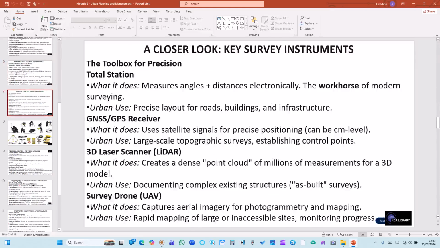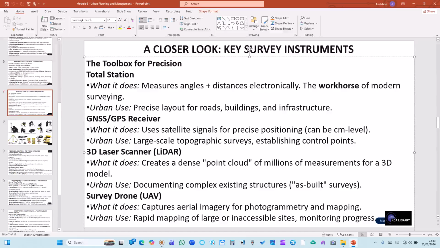Now let us take a closer look at the key survey instruments. That's the toolbox for precision. Number one is the total station. What it does is measure angles and distances electronically. It is the workhorse of modern surveying. Its urban use is precise layout for roads, buildings, and infrastructure.